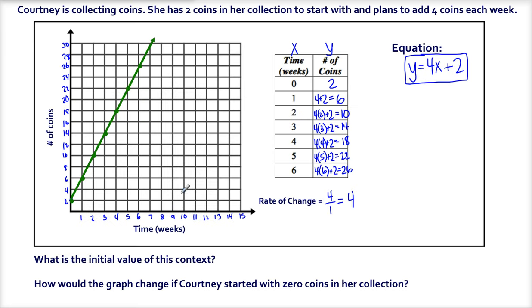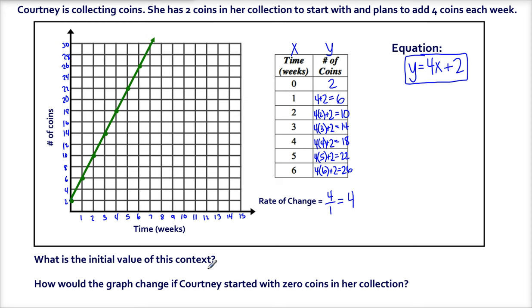Okay, so let's see if we can find the initial value in this problem that we worked on in the last video. So remind yourself of the context. It says Courtney is collecting coins and she has 2 coins in her collection to start with and plans to add 4 coins each week. So this is the graph, the table, and the equation that we came up with for this context.